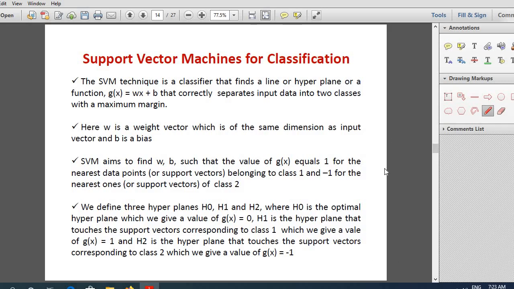Now, what the support vector machine classifier tries to do is find a line or hyperplane with this linear equation of the straight line form that correctly separates the data into two classes with maximum margin. Here w is a weight vector, and b you can call a bias. So our aim is to find the value of w and the value of b.